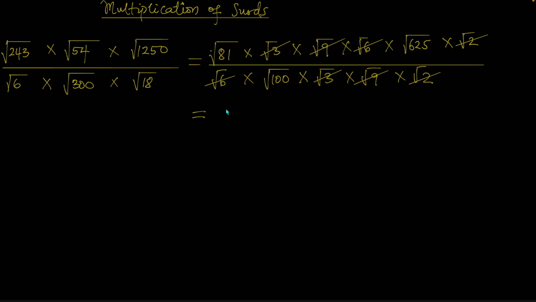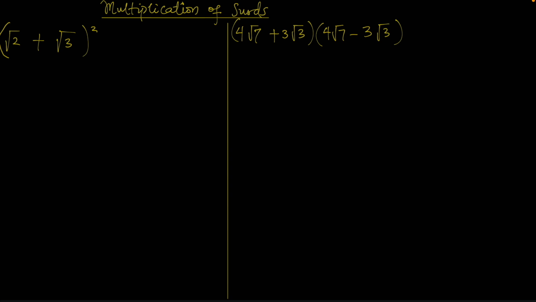The square root of 81 is 9, and the square root of 625 is 25. This is divided by 10, which is the square root of 100. So here we have 5 dividing 10 2 times, and 5 divides 25 5 times. So this equals 45 divided by 2, that is 22 and a half.